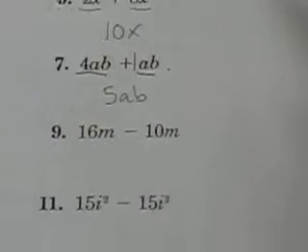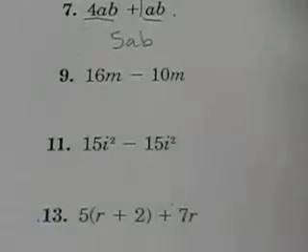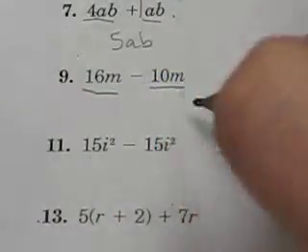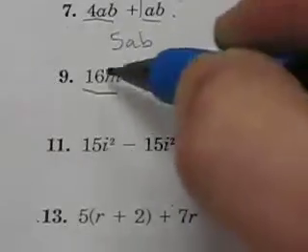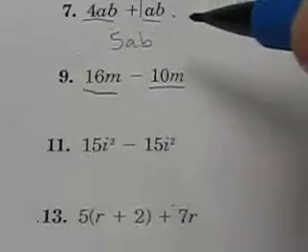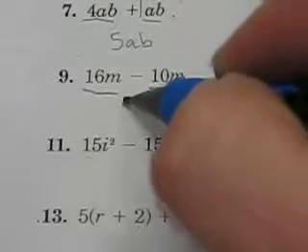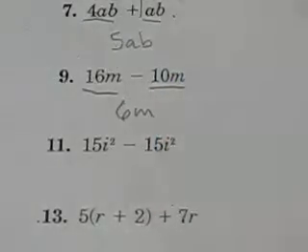Same thing on number 9. In this case, we're subtracting. We subtract just like we add. 16m and 10m are like terms because they have the same variables with the same exponents. 16m minus 10m gives us 6m.